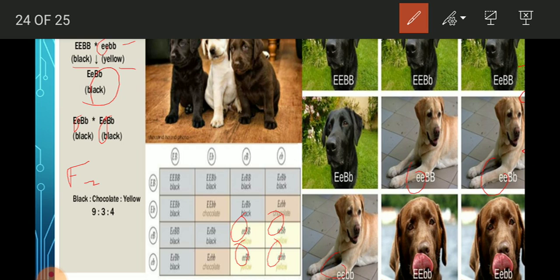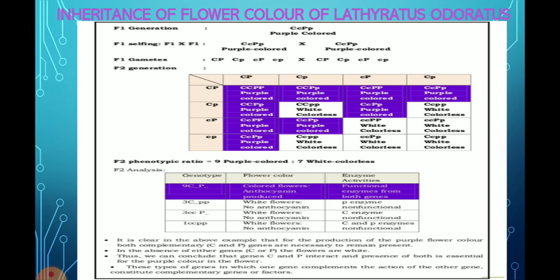for 16 will be formed, so here 9 like crosses are there. So in the result we will get after F2 generation 9 black, 3 chocolate, and 4 yellow colored dogs.